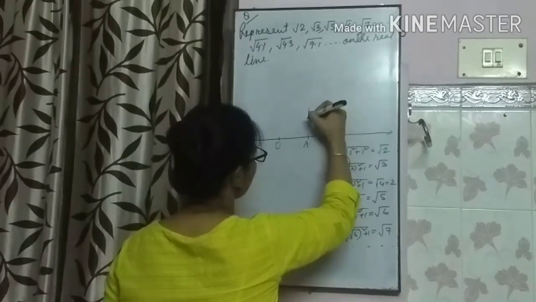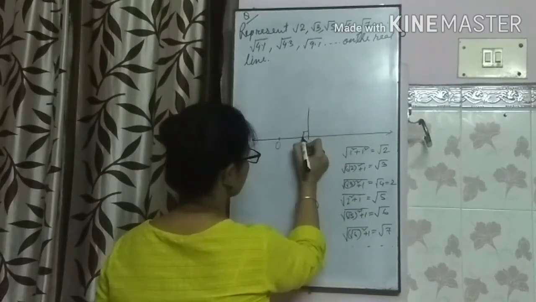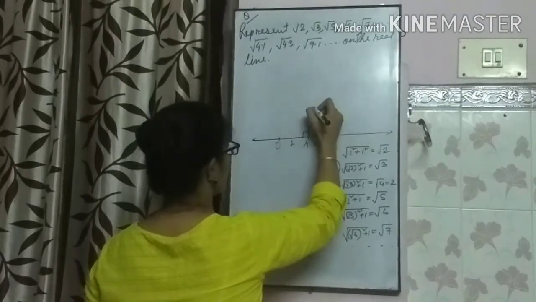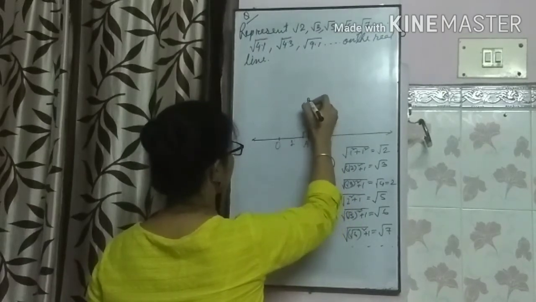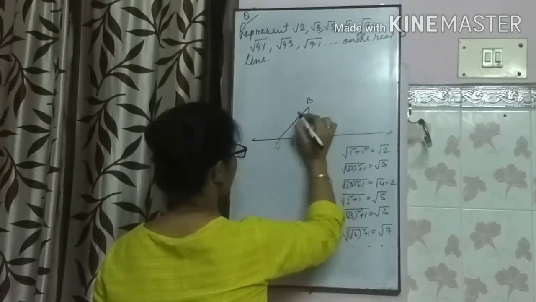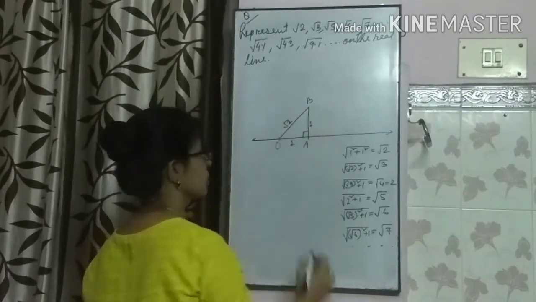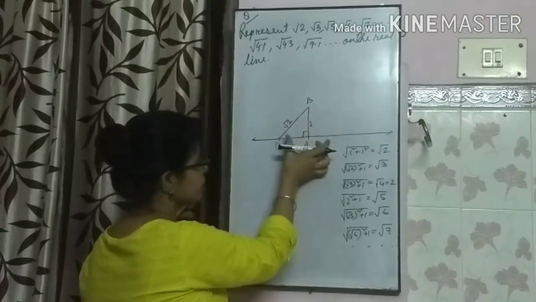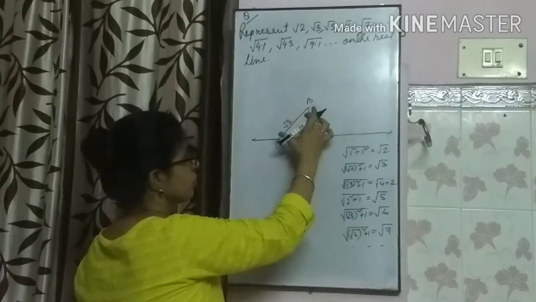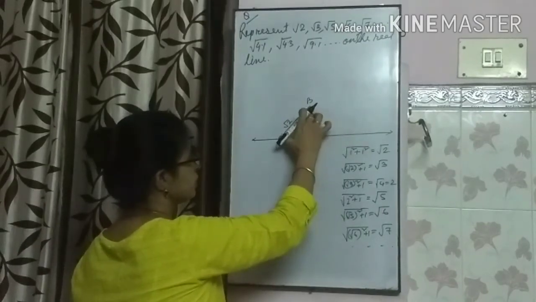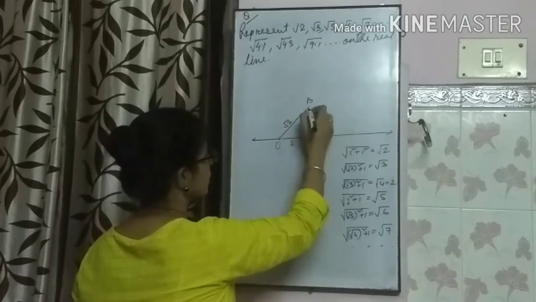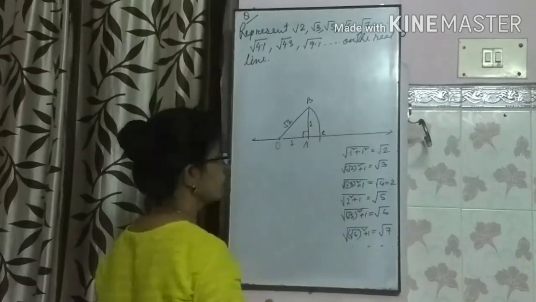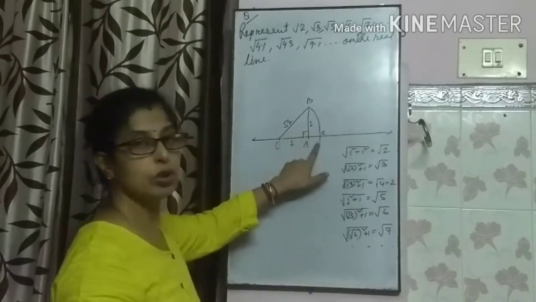So here we will make a perpendicular. As it is 1, this part is also 1. And say this is B. So what will you get? This is root 2. Now this root 2 to be represented on the number line, we need to take this much OB as a radius, and make an arc. So this arc will cut at some point, say it is C. So C will represent root 2.